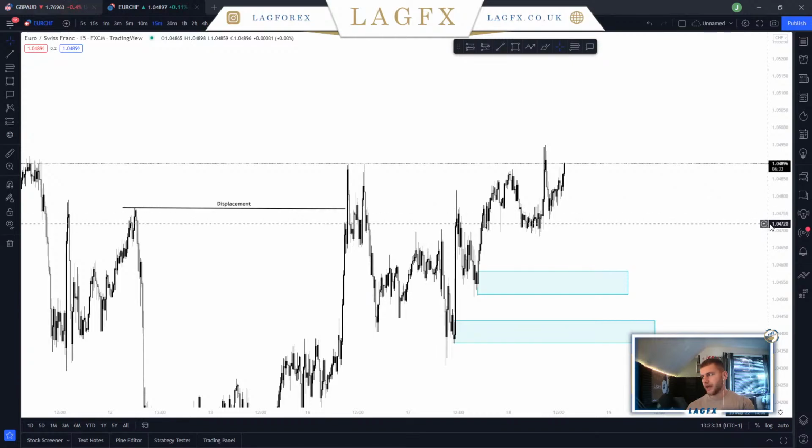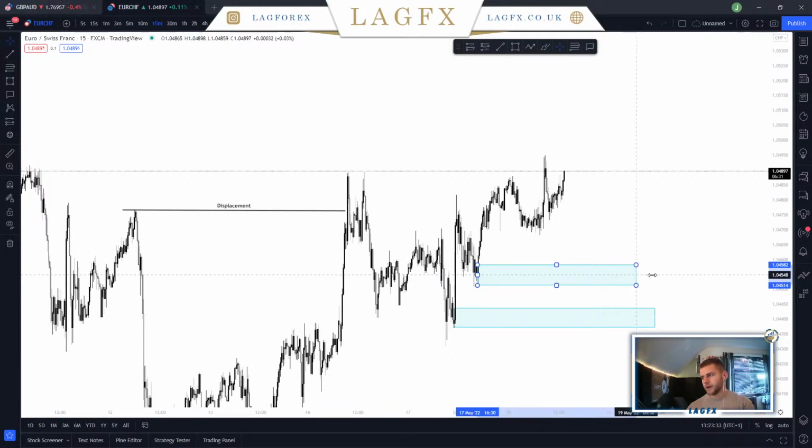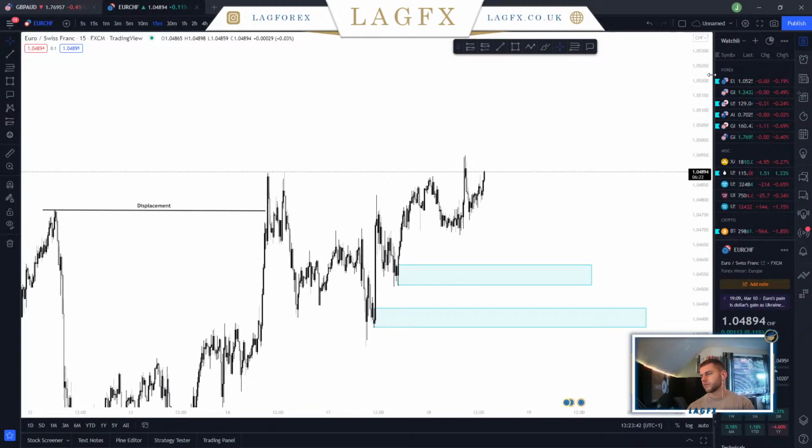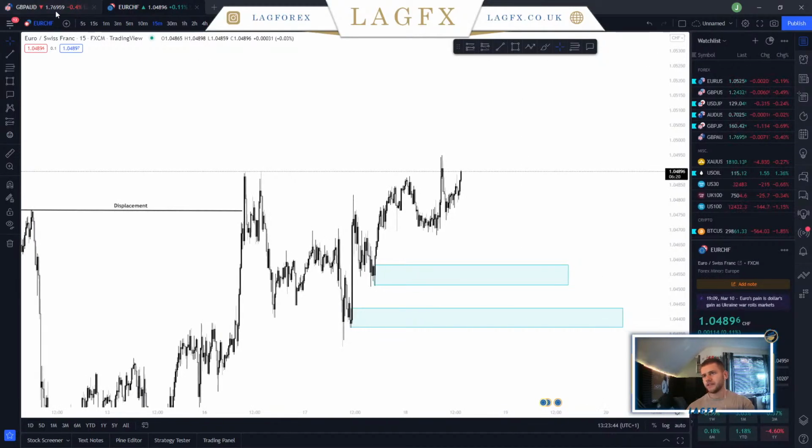So we can come back to that and we can see if price does eventually trade us back into one of these zones, where I think it will need to mitigate before making any moves higher. So a nice easy top down there.